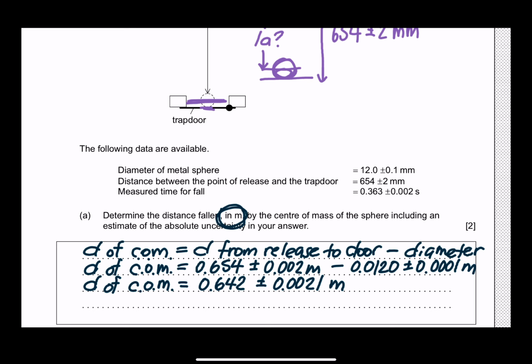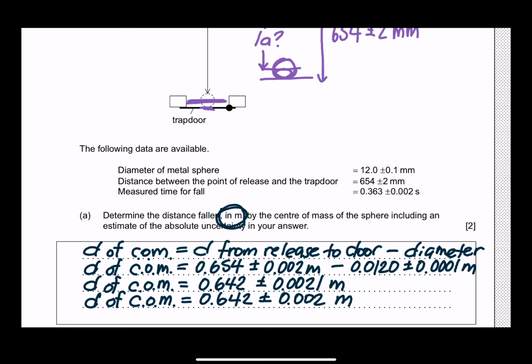Now, for the absolute uncertainty, whether adding or subtracting, you have to add absolute uncertainties. And so this 0.002 and 0.0001, when you add the two of those together, you get 0.0021. Now, notice that not only is that 2 digits of uncertainty, that uncertainty is also more precise than the measurement, which is not allowed. So my final answer is 0.642 plus or minus 0.002 meters.